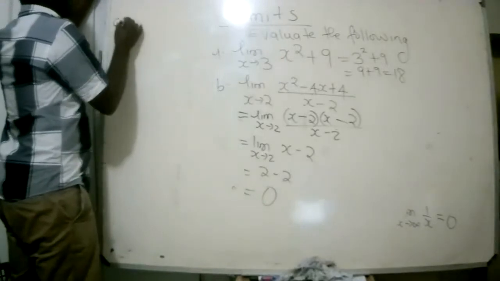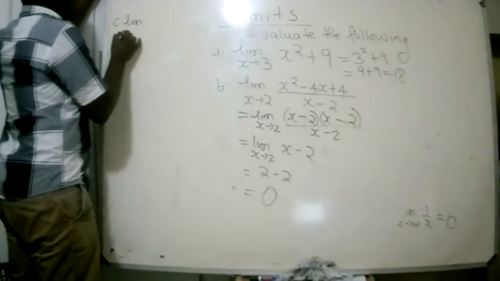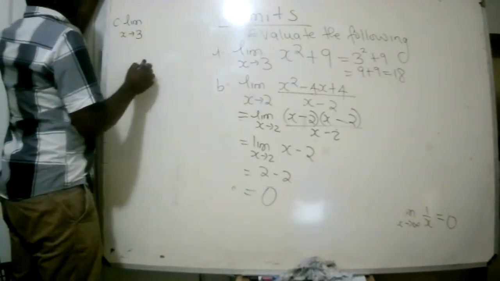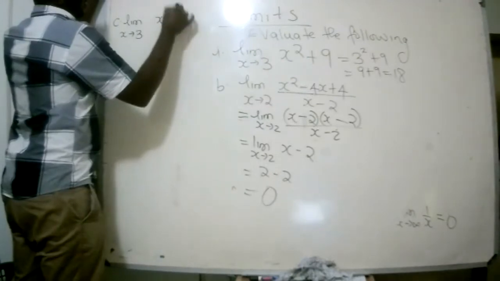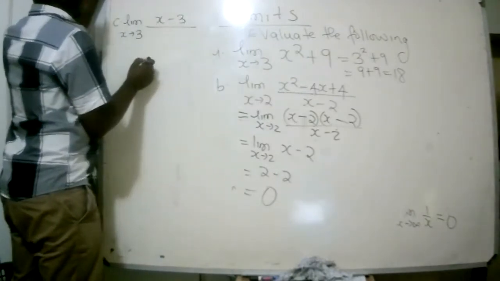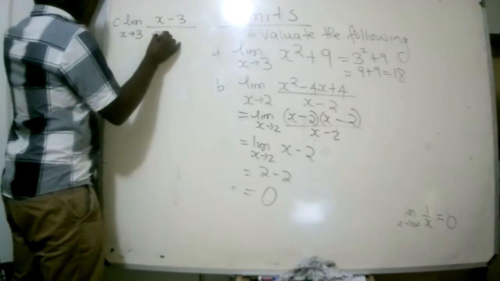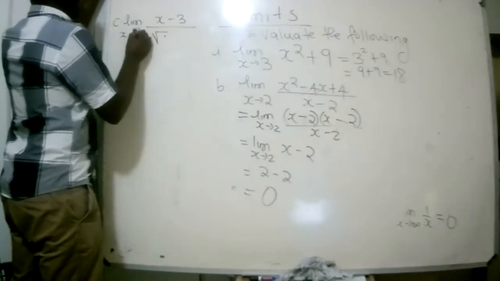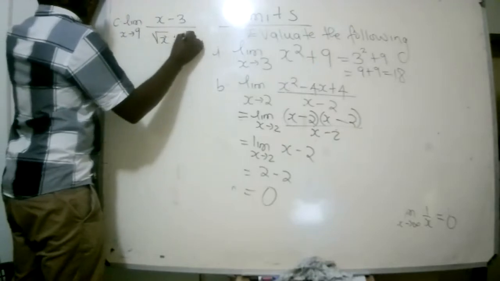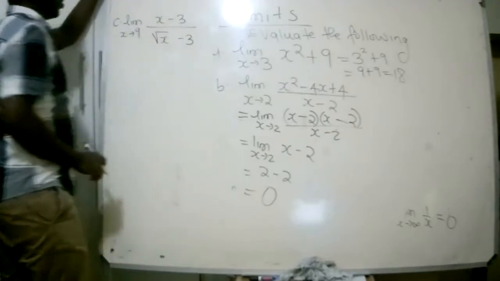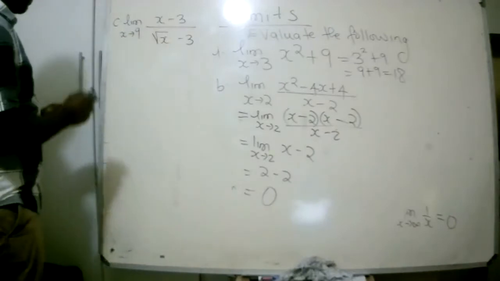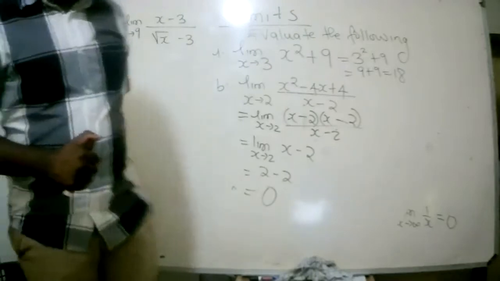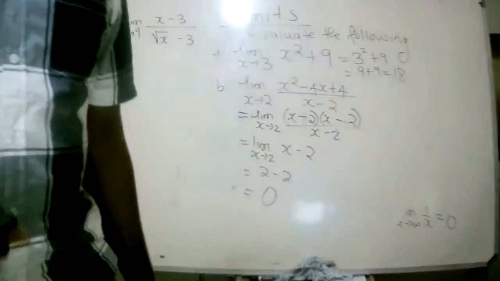So this is question number 3, where we are finding the limit as x approaches 9 of x minus 3, they love this question very much, divided by root of x minus 3. Sorry, approaching 9. So this question is very, very popular. So now let's attend to this question and see what we obtain.